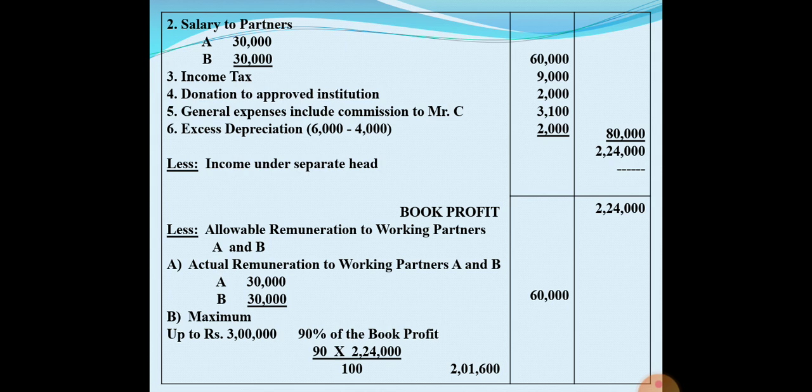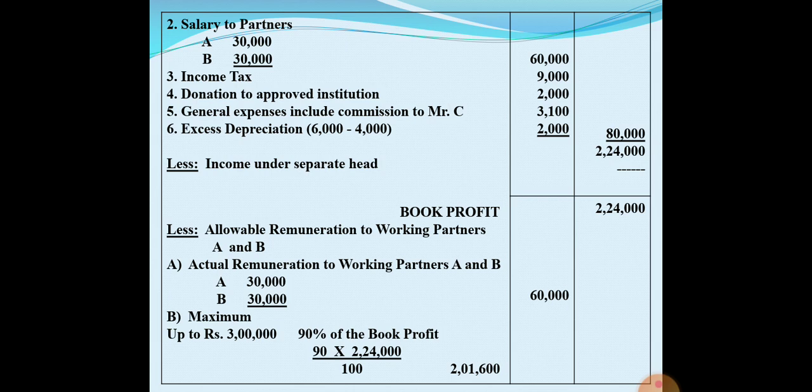Then the third disallowed item is income tax, that is 9,000. Donation to approved institution 2,000. General expenses include commission to Mr. C 3,100. Excess depreciation, that is 6,000 given in the profit and loss account, 4,000 in the additional information. Then the difference is 2,000. Make the total of all this, that comes to 80,000. Then to this you have to add net profit, that balance is 2,24,000.